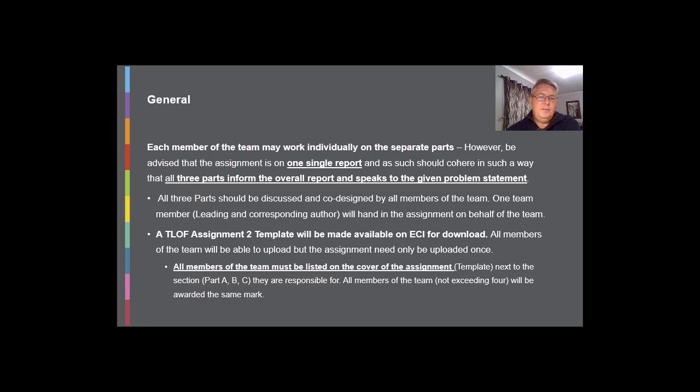All members of the team will be able to upload, but the assignment need only be uploaded once. So I think that's important there. Only one upload is fine. And it will show against all the group members by that point where we've created the groups.